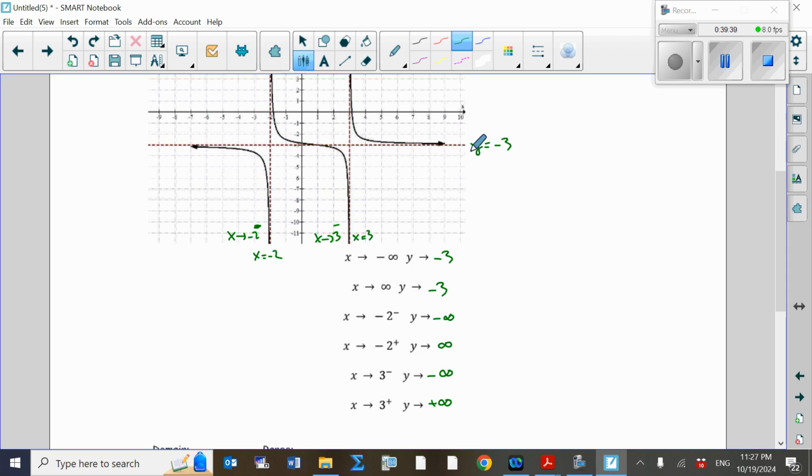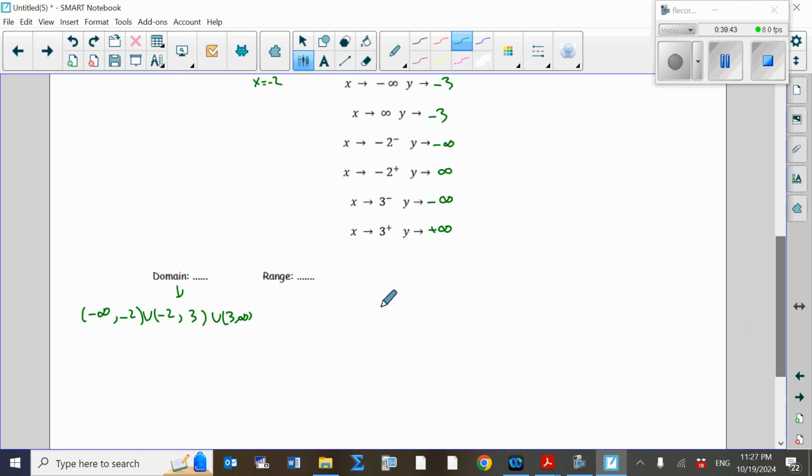For the range, you're going from negative infinity, and there's a jump at -3 here. This is the horizontal asymptote, and after that, again, everything is defined. So for the range, it's negative infinity to -3 and -3 to infinity.